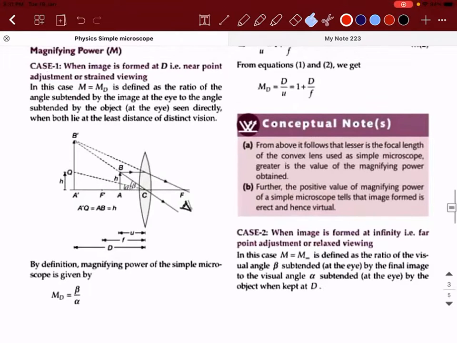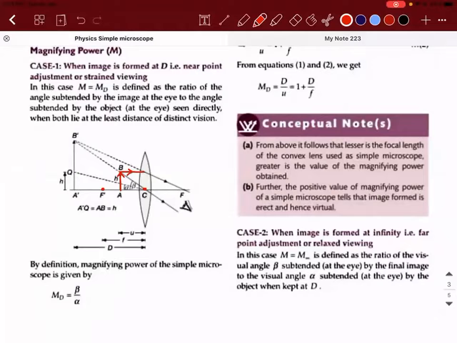Now, the question is, are you able to see how this diagram is drawn? So if I place an object here, you take a ray parallel to the principal axis. Where is the object placed? It is placed between the focus and the optical center. So when you take a ray parallel to the principal axis, the ray will pass through the focus on the other side. When you take the ray through the optical center, what is going to happen? It will pass without any deviation.